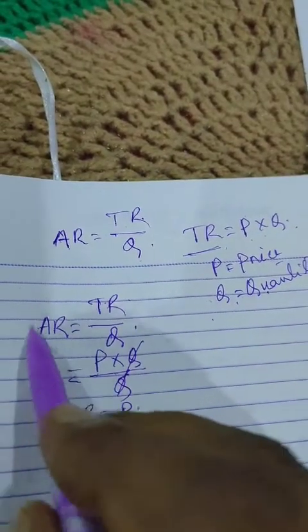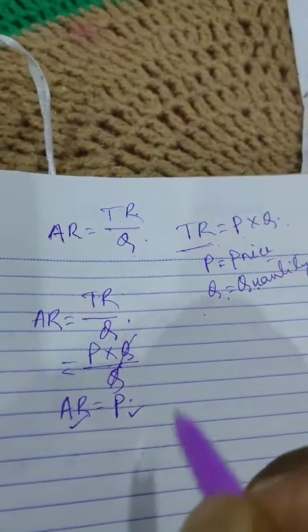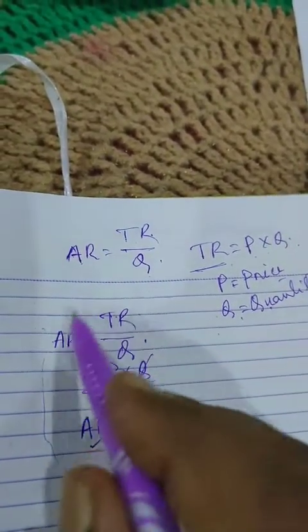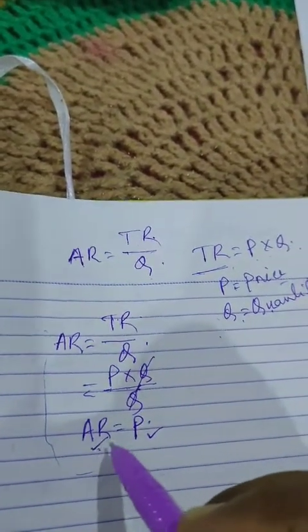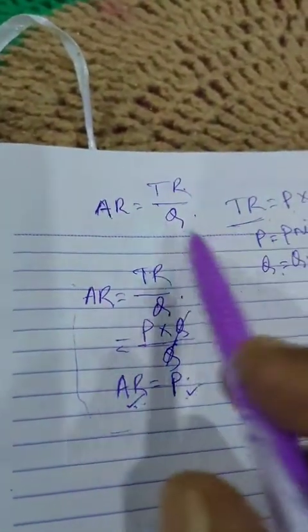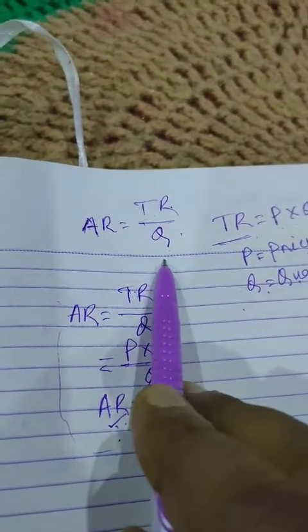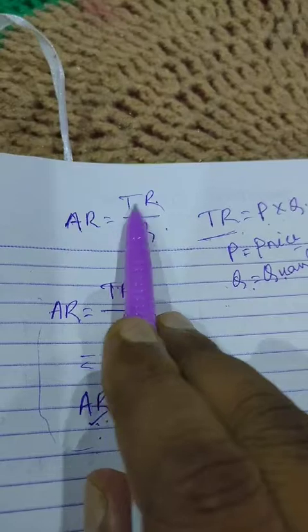Sometimes you may be asked why average revenue is equal to price. Then you derive it with this algebraic equation, and you will get average revenue equal to price. So average revenue is the amount of revenue per unit of the commodity, and you derive it as TR by Q.